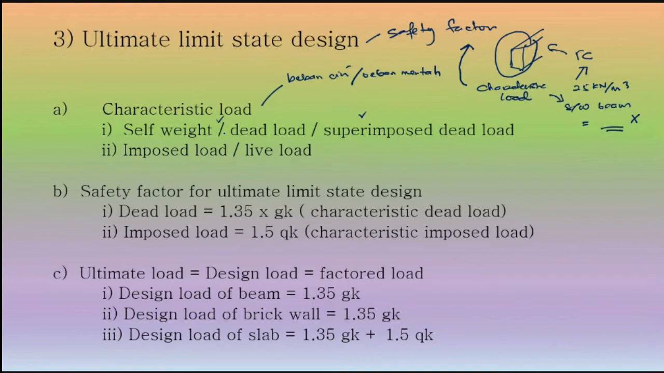Weight of structural element: self weight of slab, self weight of beam, self weight of brick wall. Why? All those elements are made of reinforced concrete, so they have their own weight. While superimposed dead load, what is it? Floor permanent fixtures. If we say in a room it already has floor finishing, aircon, permanent machine, that one is superimposed dead load.